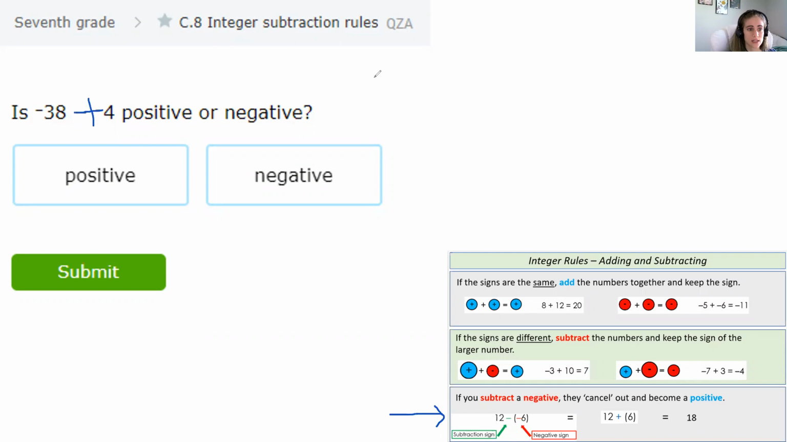Now that it's a positive, we need to look at our top two rules here. Are the signs the same or are they different? They're different. We have a -38, but then we have a +4. So if the signs are different, we subtract and take the sign of the larger number.